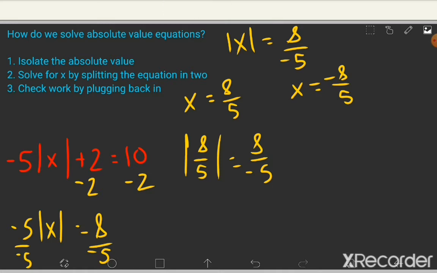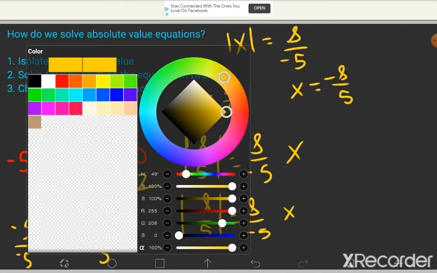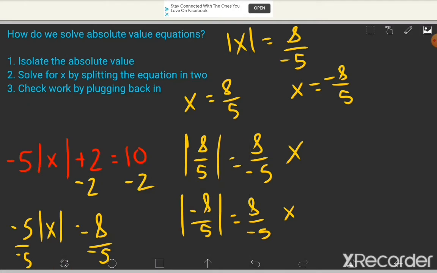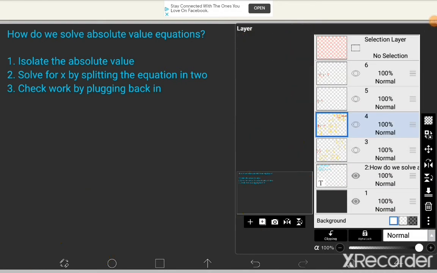The absolute value is always positive, so this would be incorrect. And we see the same thing when we check the other solution. The absolute value of negative 8 divided by 5 equals 8 divided by negative 5. That's incorrect as well. So whenever we isolate our absolute value, if it equals a negative number, we will have no solution. So our answer will be no solution. Alright, let's move on to the next exercise.